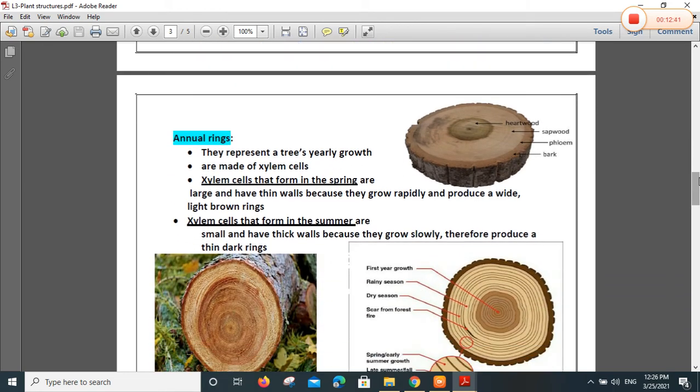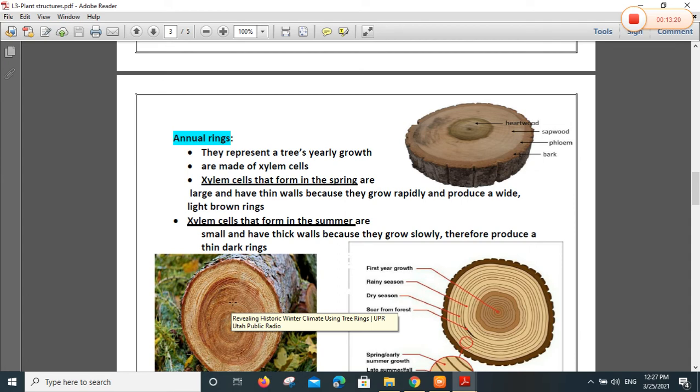The annual rings. Look at the cross section. This is heartwood, this is sapwood, this is phloem, and this is bark. This is the cross section in the log. The rings represent the tree's yearly growth and also the age of the tree. The rings are made of xylem cells.